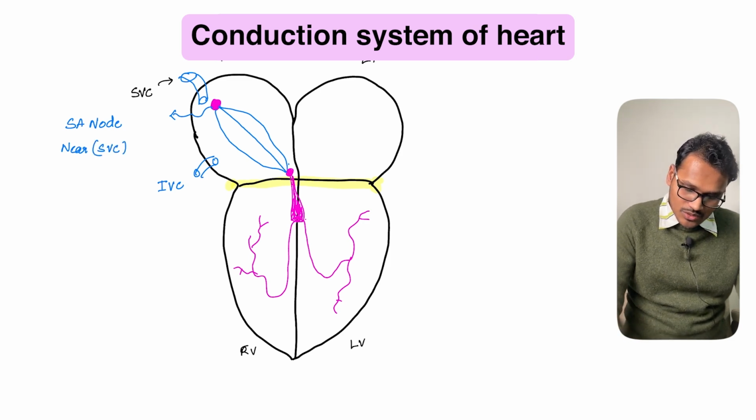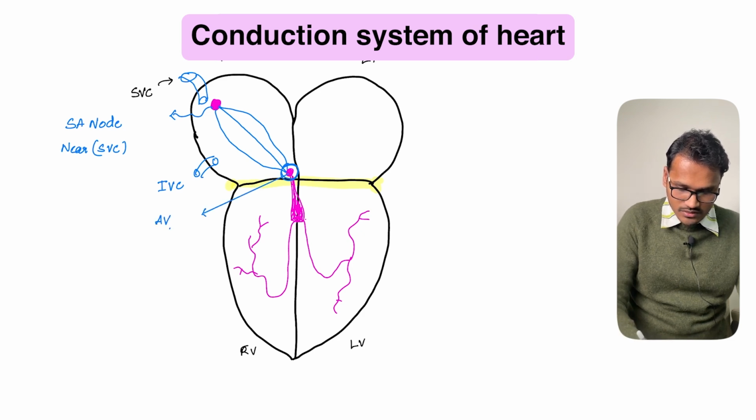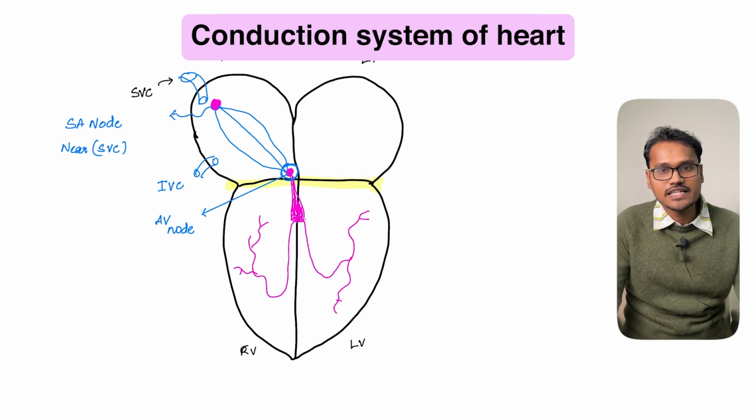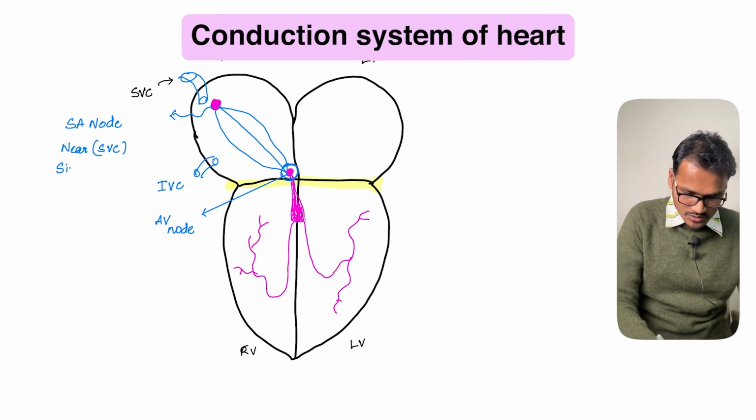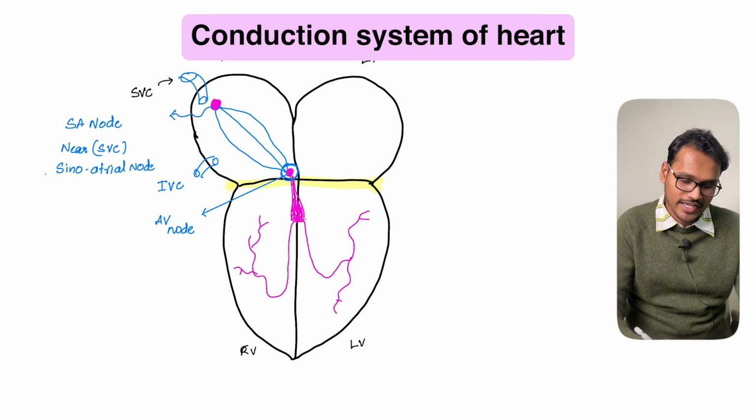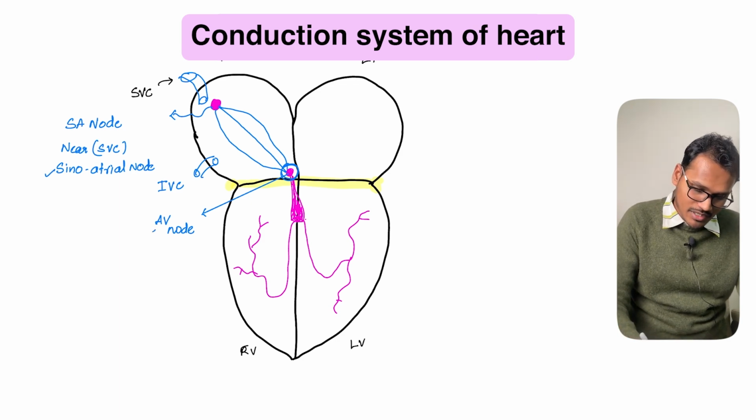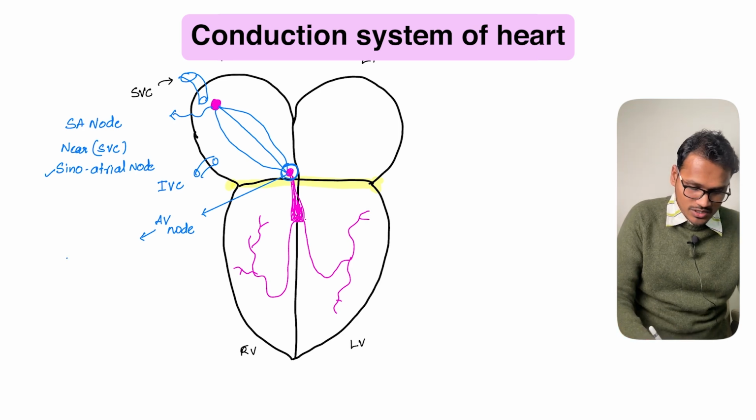Coming to the next node, which lies between the right atrium and the right ventricle, this second node is called the AV node. What is the full form of the SA node? The SA node is the sinoatrial node. Sino means the venous system, so veins are there and it is in the atria. That is why it is the sinoatrial node. And where is the AV node? As the name indicates, it is in between the atria and ventricles. So what is the full form? It is the atrioventricular node.